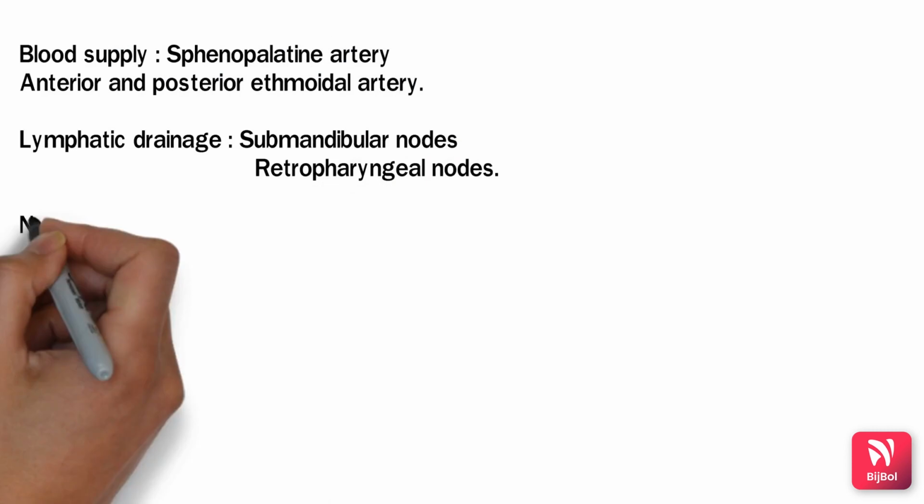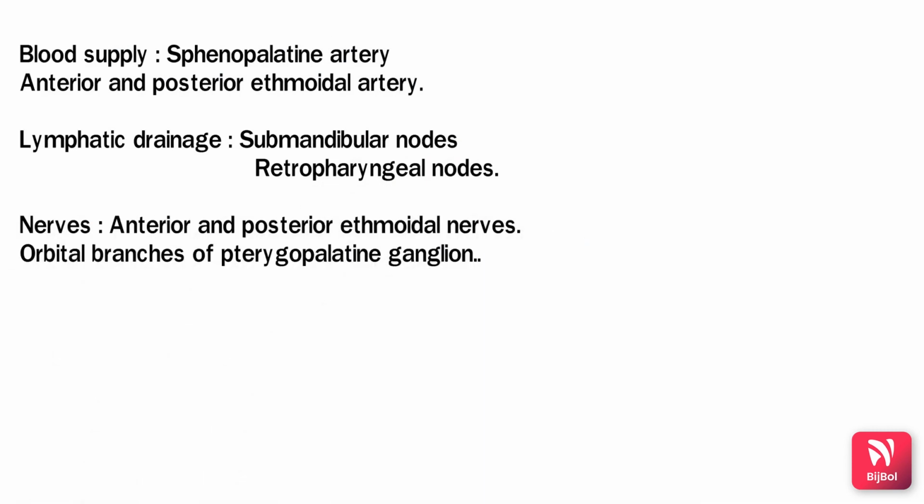Okay, now let's see the blood supply. The blood supply is through the sphenopalatine artery, anterior and posterior ethmoidal artery. The lymphatic drainage is through submandibular nodes and the retropharyngeal nodes. The nerves are anterior and posterior ethmoidal nerves, and orbital branches of the pterygopalatine ganglion. So the blood supply is sphenopalatine artery, anterior and posterior ethmoidal artery. Lymphatic drainage is submandibular nodes and retropharyngeal nodes. Nerves are the anterior and posterior ethmoidal nerves and orbital branches of the pterygopalatine ganglion.